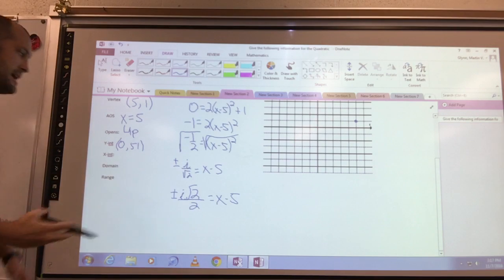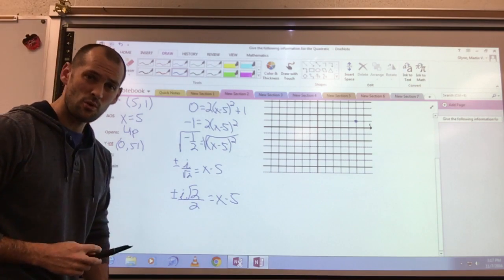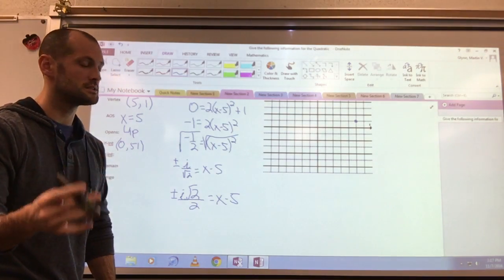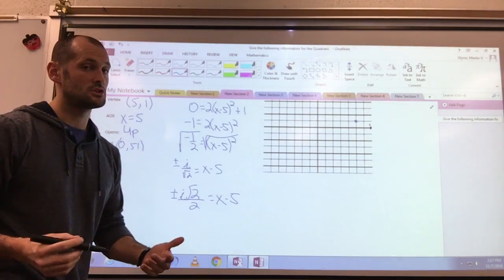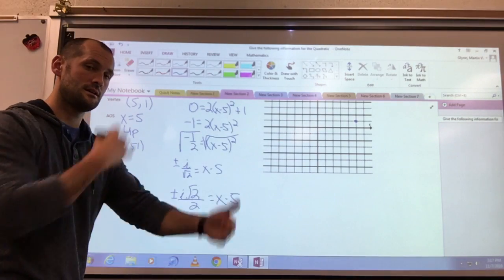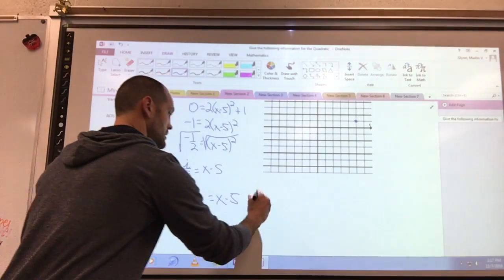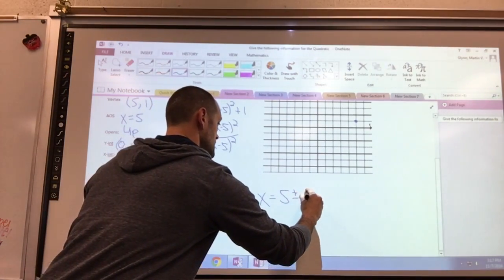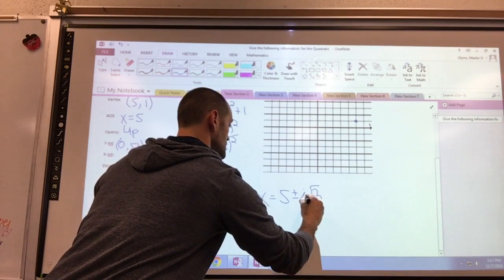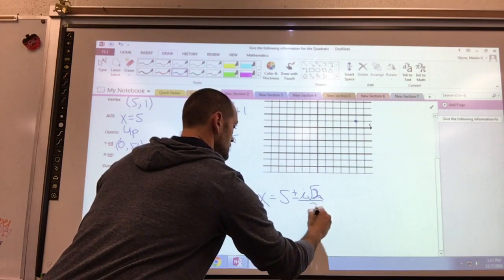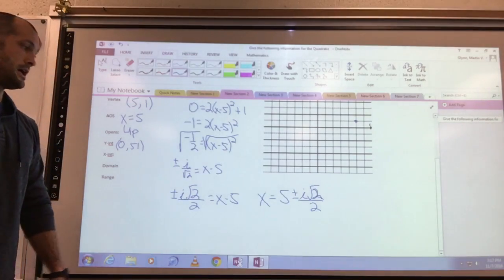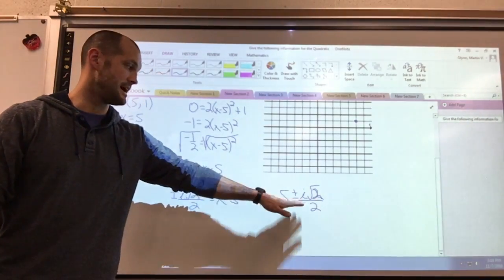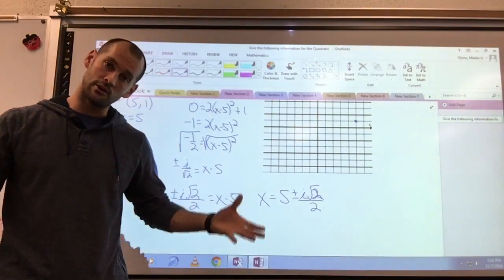Last step, add 5. My x-intercepts, whoo, these were nasty. Don't worry, they won't be as nasty on the test, but it's good to be able to do something worse than the test when it comes time for the test. x equals 5 plus or minus i square root 2 over 2. Those would be my imaginary x-intercepts. Thank God they don't exist.